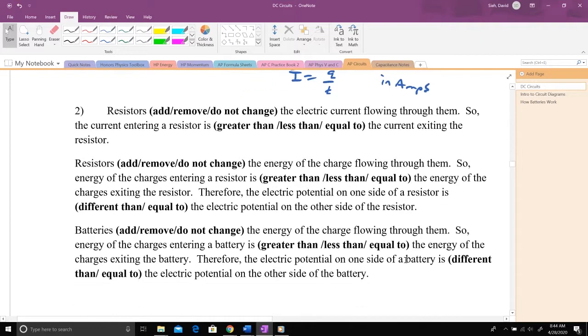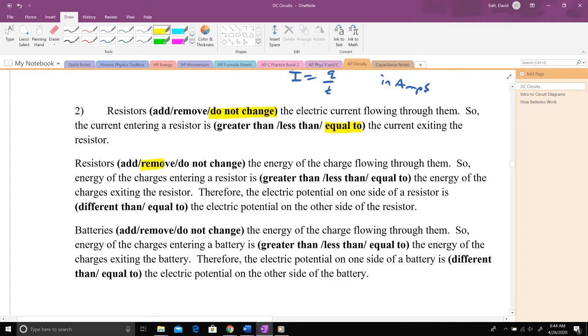All righty, moving on. Resistors: do they add, remove, or not change the electric current flowing through them? Well, we can't create or destroy charges, so whatever flows in one end is going to flow out the other. So resistors do not change the current flowing through them. Now, if you add resistors to a circuit, that will change how much current flows, or if you remove resistors from a circuit, depending on how you add them. But I'm talking about a resistor in a circuit: it itself does not change the amount of current. Current entering a resistor is equal to the current that exits the resistor.